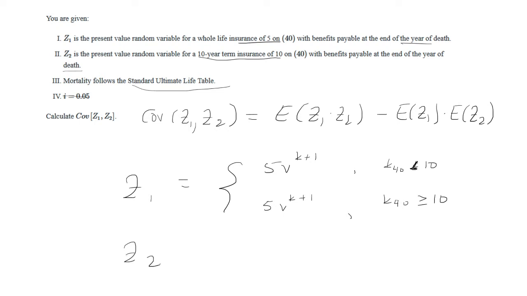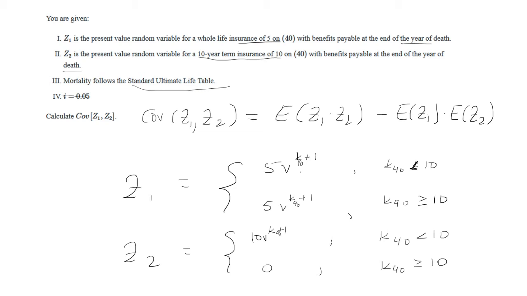Z2 is a present value random variable for a 10-year insurance of 10. So it's going to be paying 10 times the present value, so the discounting factor, for the first 10 years. And it's not going to pay anything after the 10 years. Okay. So I should also say that this is really K40. So we're paying it at the end of the year of death. That's why we should add the +1 there.